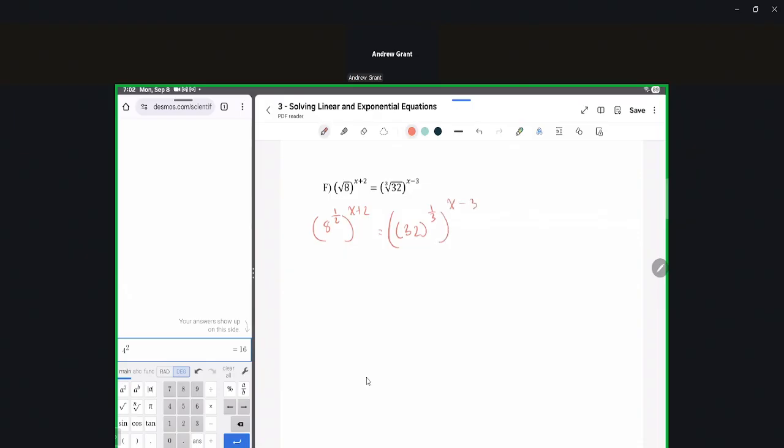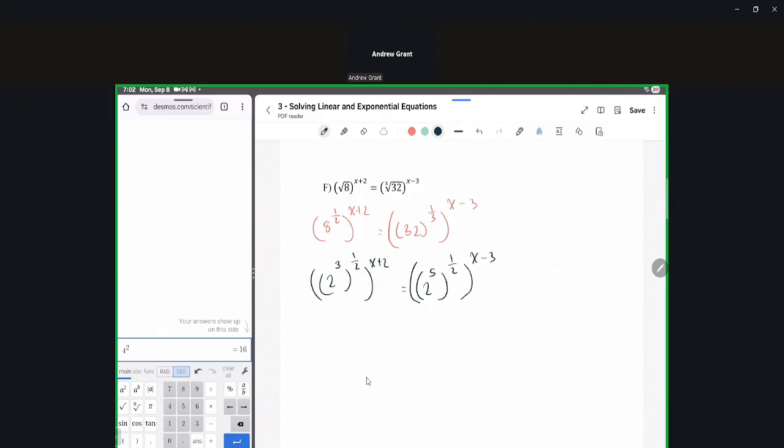x minus 3. Now, you remember from last time that 2 to the power of 3 was equal to 8, and 2 to the power of 5 was equal to 32. And so if we have 2 to the power of 3 to the power of 1/2, all to the power of x plus 2, that'll be equal to 2 to the power of 5 to the power of 1/3, all to the power of x minus 3.